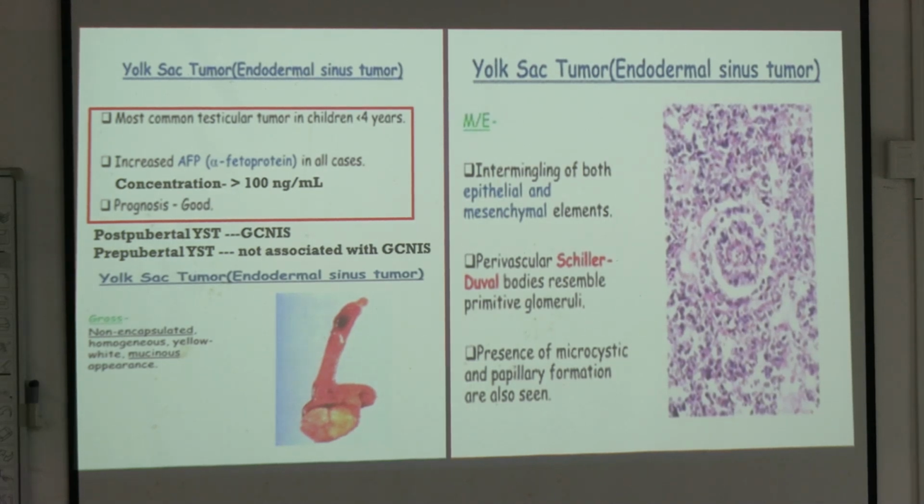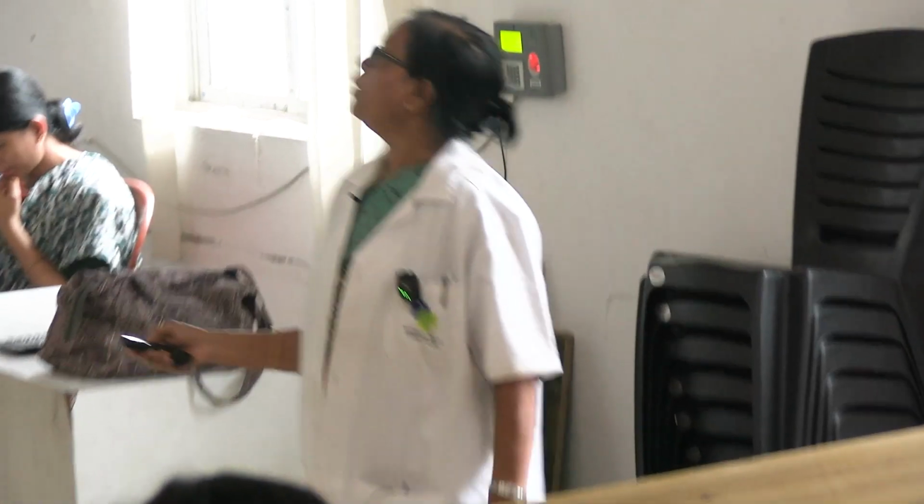So, for MCQ purposes, the Schiller-Duval body is present in the yolk sac tumor. Another name is endodermal sinus tumor, YST, which is alpha-fetoprotein positive. The other tumor positive for alpha-fetoprotein is hepatocellular carcinoma. For oral purposes, you have to remember that alpha-fetoprotein is a positive finding for yolk sac tumor. Clear? They will only ask you to remember this.